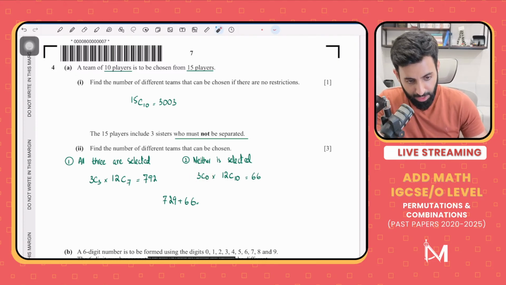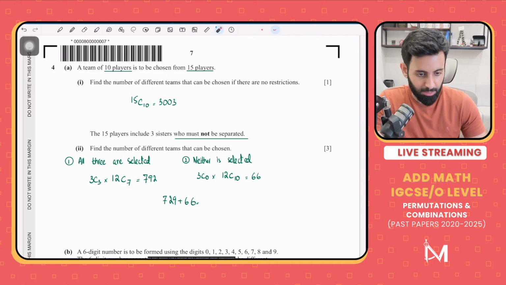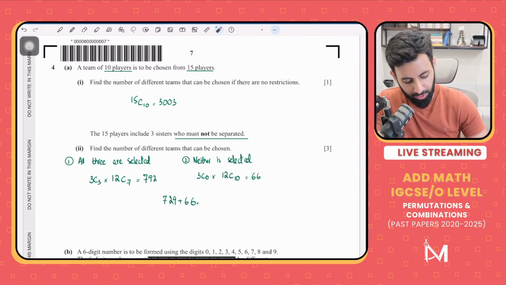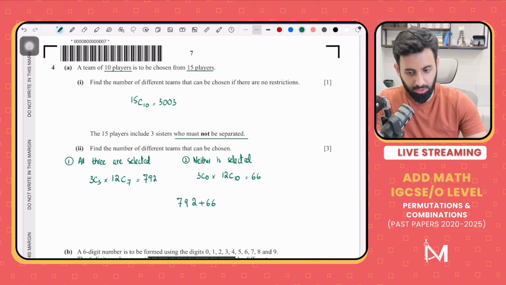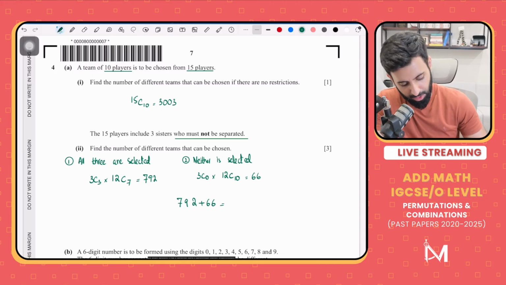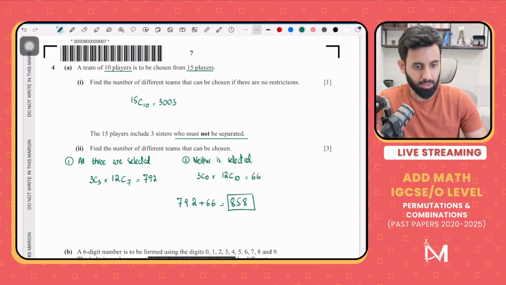Okay, so you still have to complete the team of 10 people, but now you have 12 people to choose from. That gives 792. Okay, so 792 plus 66, what's that equal to? That's equal to 858. And that, fellas, is the answer.